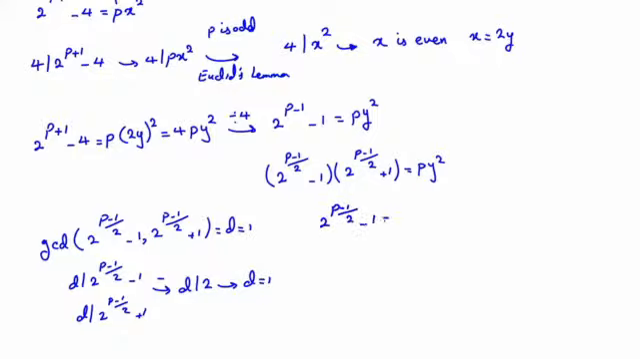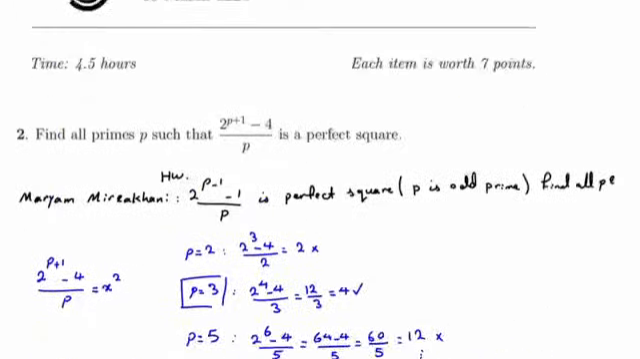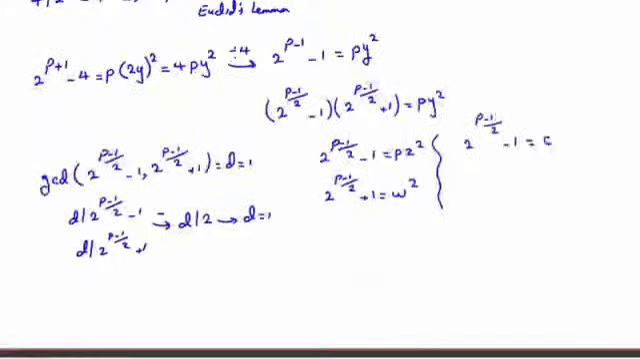2 to the p minus 1 over 2 minus 1 is p, for example, z squared. One of them should be pz squared. The other one should be w squared because they are relatively prime. Or we can say the first one, minus 1 is, for example, c squared. Or do we have a or b? We don't have a or b. Okay. So the first one, for example, is a squared. 2 to the p minus 1 over 2 plus 1 is pb squared.